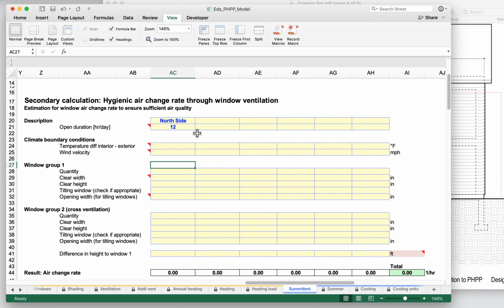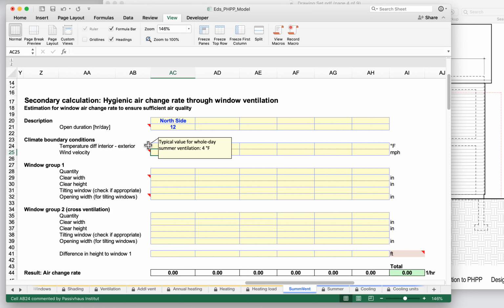Okay, so now the next thing we have to input here are a couple of boundary condition values. And we're supposed to input a temperature differential between inside and outside, and then a wind velocity. So what do I put in for those? Well, if I hover my tooltip over here, I'll see a little hint. The hint says, well, for typical summer values for whole day, you should put in 4 degrees Fahrenheit. That is, sad to say, a typo.